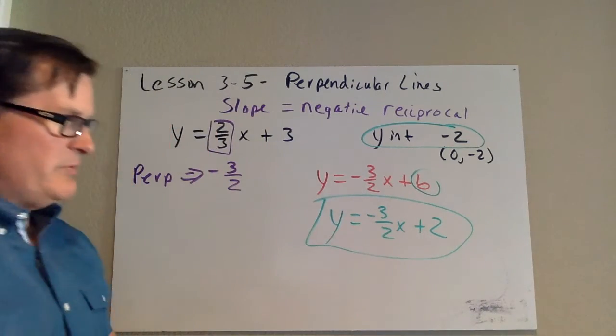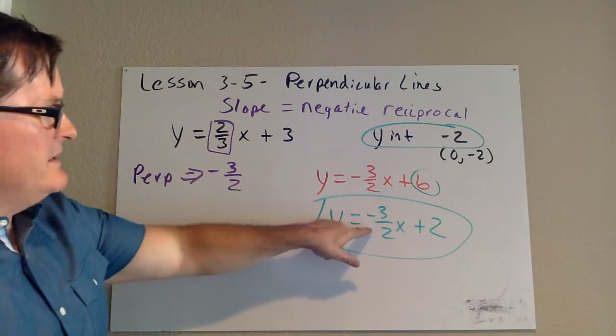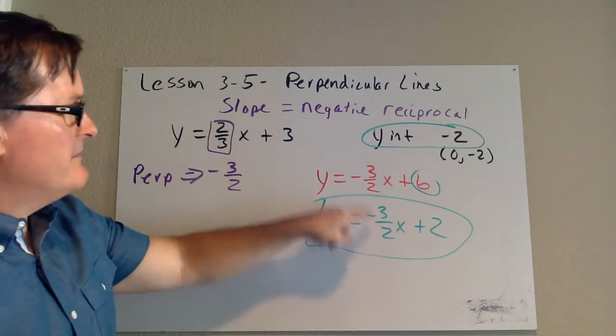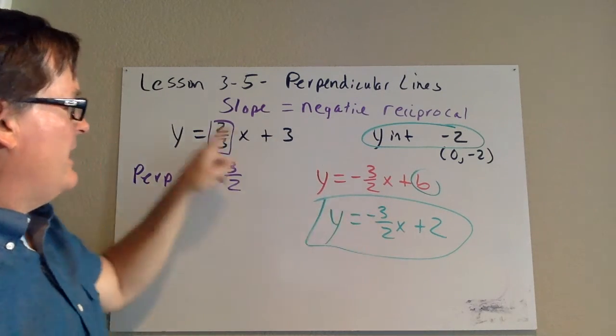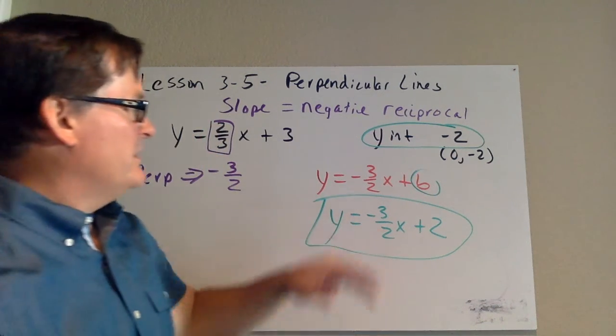How do we know it's perpendicular to this line? Because its slope is inverted, 3/2, or it's the reciprocal, and it's the opposite sign. So -3/2 to 2/3, perpendicular lines.